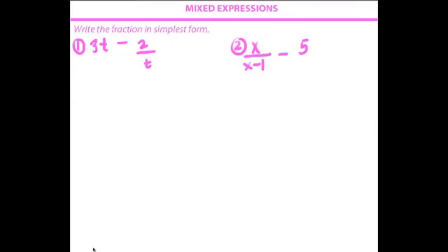What we're doing today is just an extension of what we had done on the last lesson, and it's still adding and subtracting fractions, but it's looking at it when one of the things that we're adding or subtracting is a whole number. So I'm just going to show you how to do that.